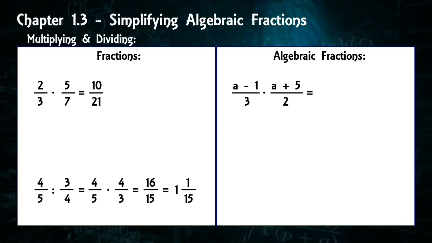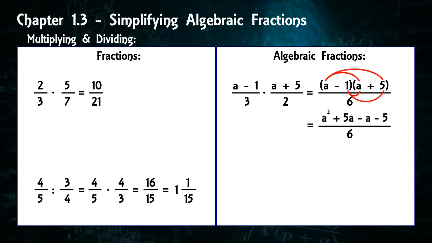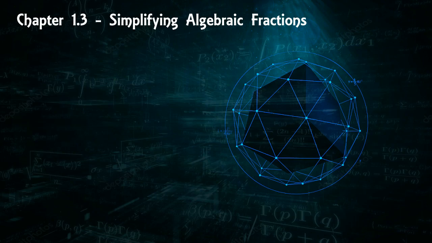To simplify a minus 1 over 3 times a plus 5 over 2, we have to multiply the numerators as if they are a binomial. So we end up with a squared plus 5a minus 5 all over 6, which can then be simplified one last time by adding the like terms. A squared plus 4a minus 5 all over 6. And with that last big fraction gone, we've reached the end of this paragraph.